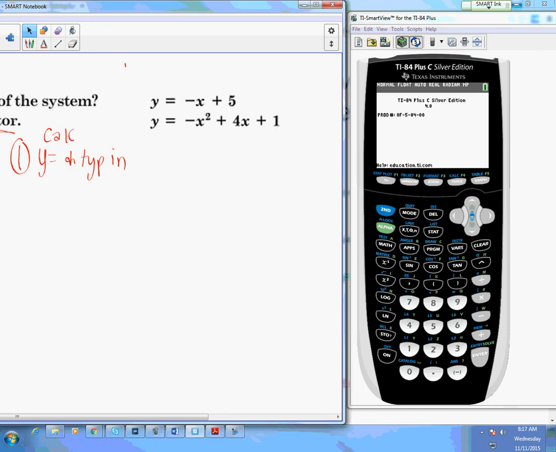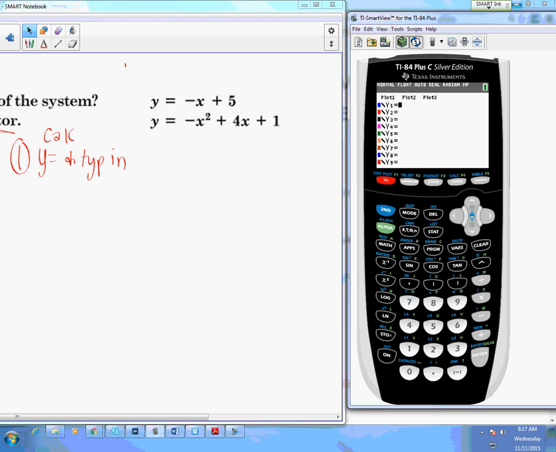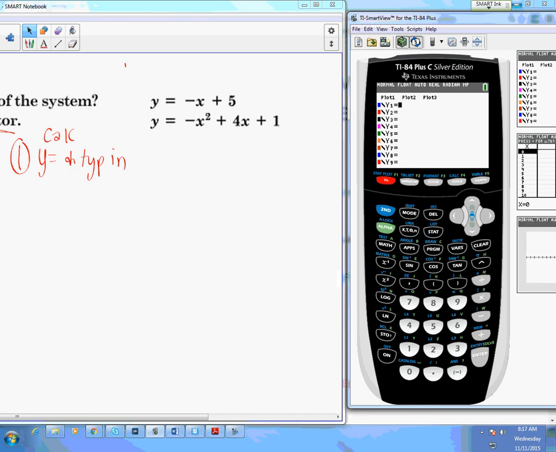So on your calculator, go to y equals and type in negative x plus 5, which shows negative buttons down here at the bottom. Negative x plus 5. We arrow down. And as a quadratic, negative x squared plus 4x plus 1.